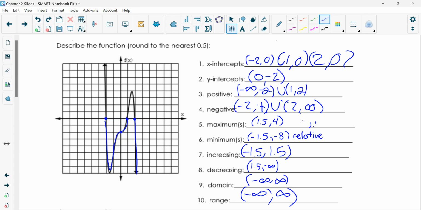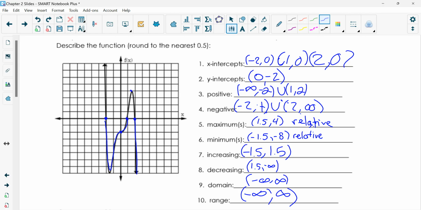So that looks good. We do have a maximum right here that's at 1.54. And is that a relative max or an absolute max? That's a relative. So you might just want to make a note that that is relative. We do have one minimum right here, which is (-1.5, -8). And again, that is relative because it does keep going down. That's why it's relative and not absolute.